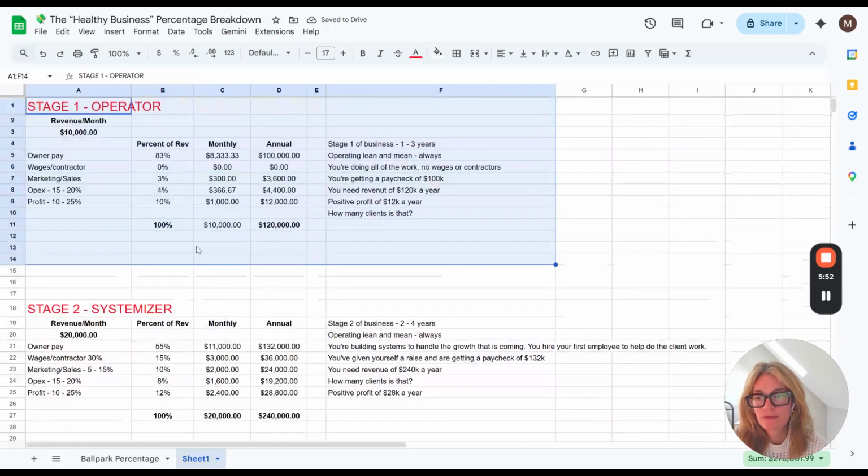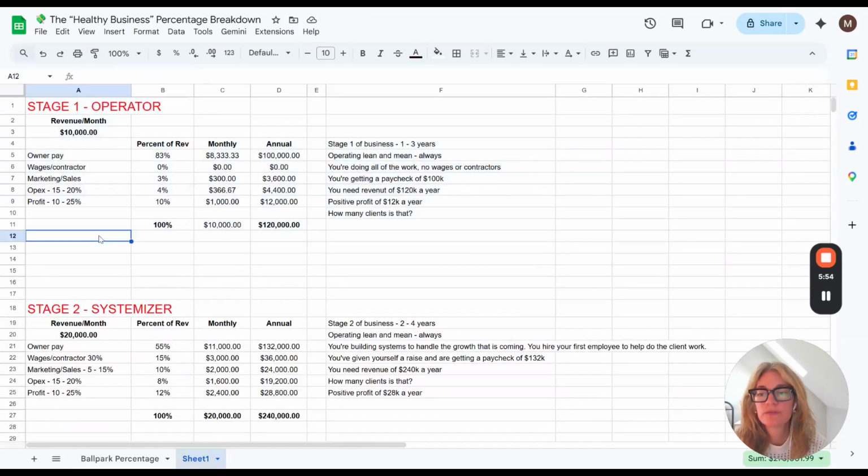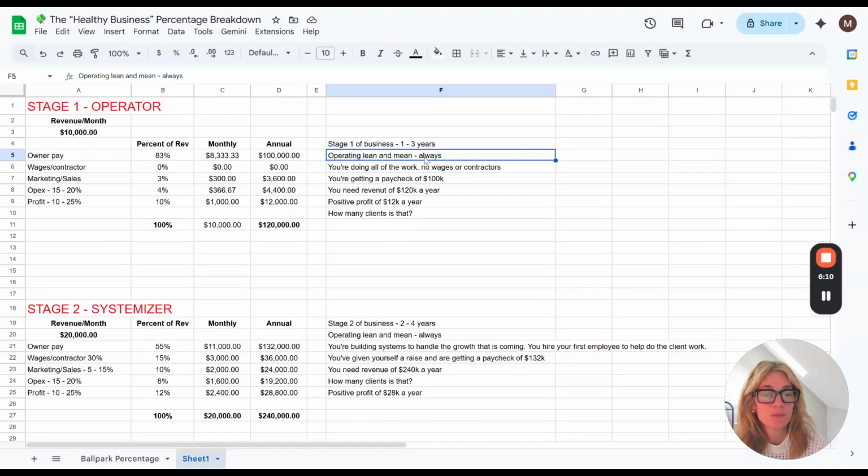I'm calling this the 4 stages of your business. So stage 1, I'm calling it the operator stage because this is where you are doing everything. This is generally the first 1 to 3 years. You are operating lean and mean. You're always operating lean and mean because that's what you do in a business. You don't want to be spending frivolously.